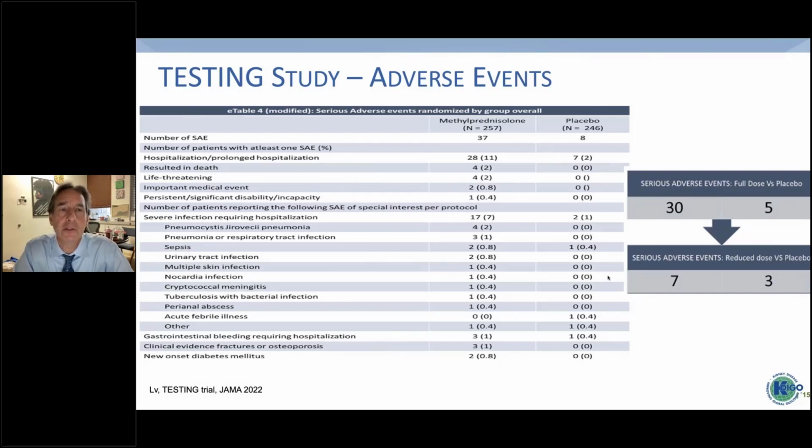And this table shows the serious adverse events. Again, there's 5-fold greater serious adverse events with corticosteroids than placebo. And on the right, you can see that that was mostly seen in the higher dose group. But those serious adverse events fell from 30 to 7 in the lower dose group on the right-hand side, but it was still higher than that experienced by those with conservative therapy.